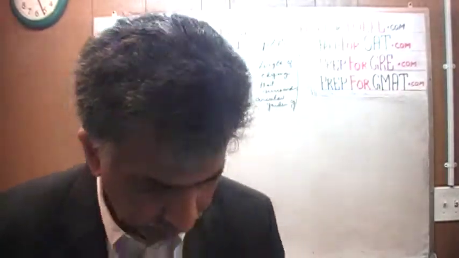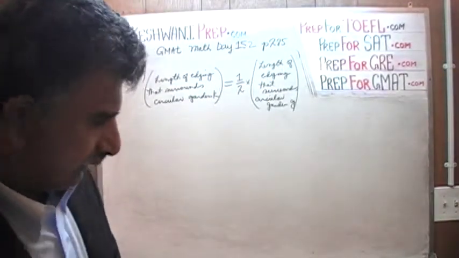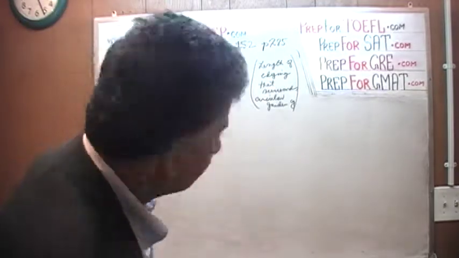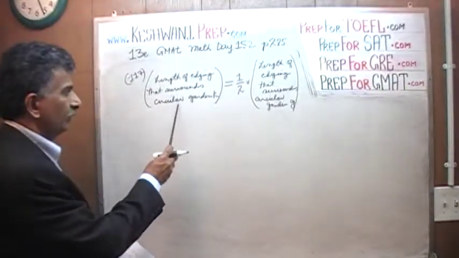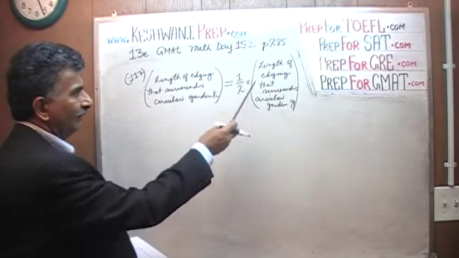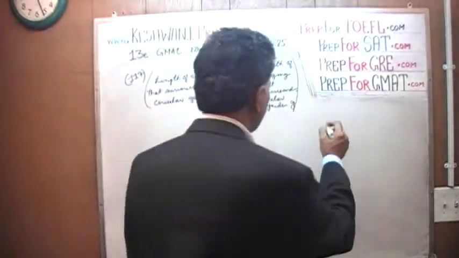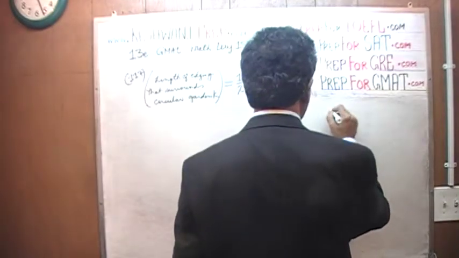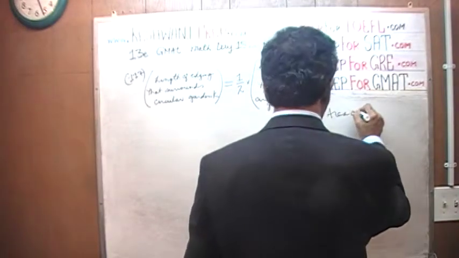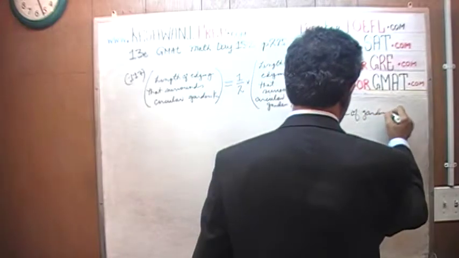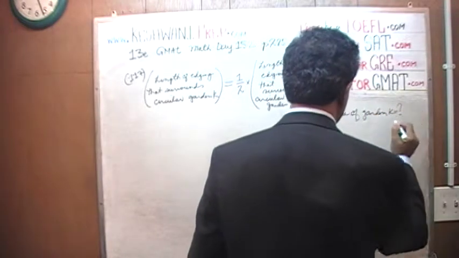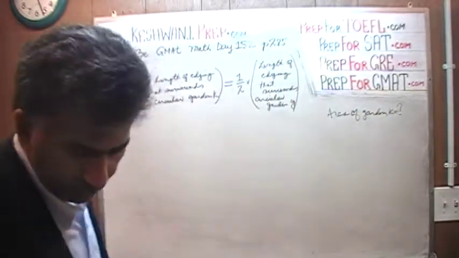We are told that the length of the edging that surrounds circular garden K is half the length of the edging that surrounds circular garden G. And we are simply asked, what is the area of garden K?